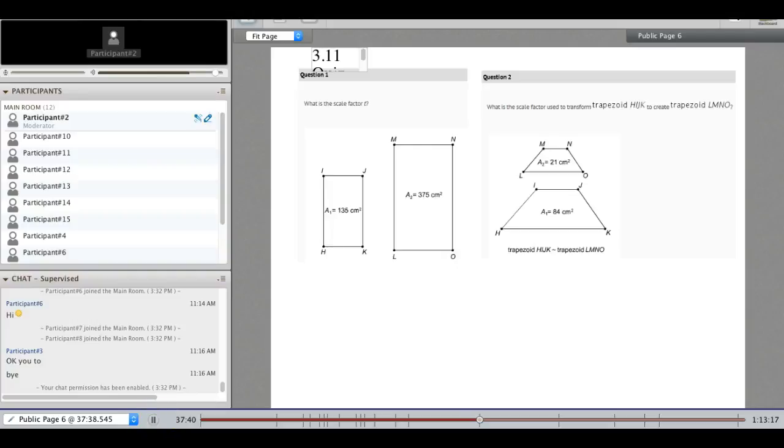All right, so these are a couple questions that I got a lot of questions about. So question 1 says, what is the scale factor T? Oh yes, do I have a couple volunteers? I like how somebody already drew a line there. Okay, Anthony is ready to go. You want to try question 1 there, Anthony?